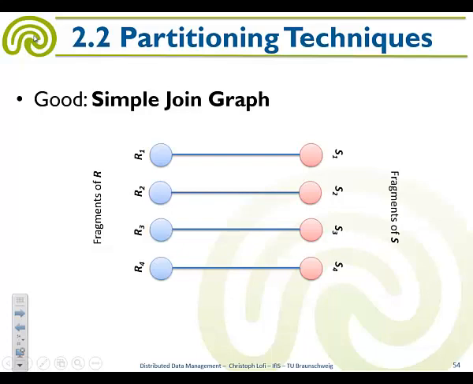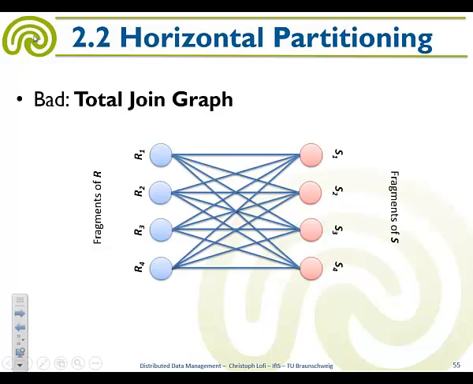That's, for example, when you have all students starting with A in one fragment and all addresses of all students starting with A in another fragment. It's enough to join these two fragments. That would be very good. That would be an optimal join graph, because then you could put fragments of R1 and fragments of S1 to the same machine, to the same node. Same applies to the others. So that would be a total join graph.